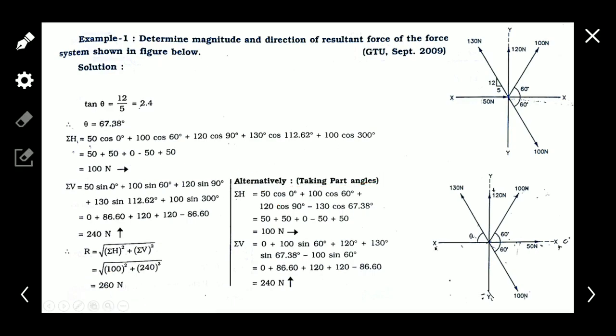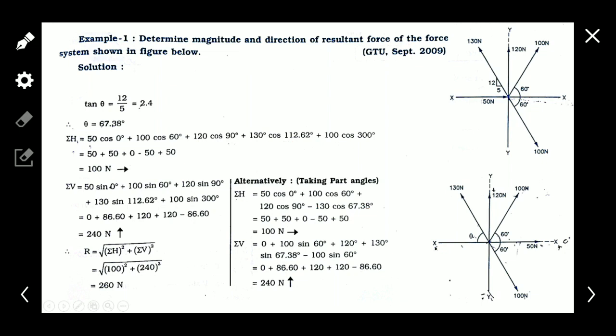Here the alternative method is there. We already discussed that if we do not consider from the 0 for all forces' theta values, then we can consider 50 cos 0. The horizontal component of the 50 Newton force is 50 cos 0. Now for the 100 Newton force, the horizontal component is 100 cos 60. Here both components are the same, and this horizontal component is also the same. But for the 130 Newton force, the component is changed in this method.